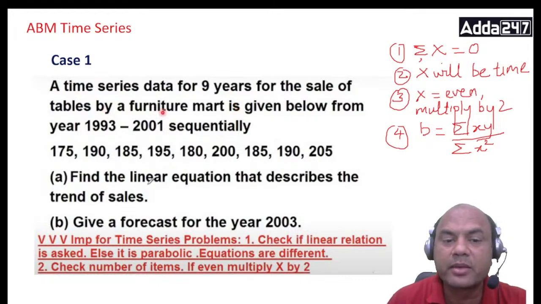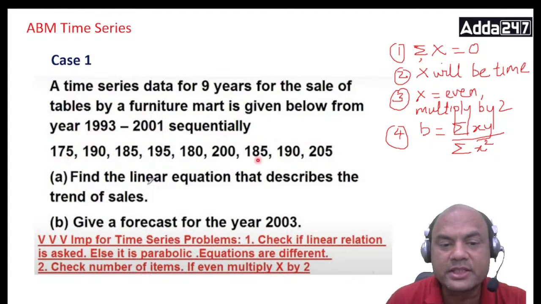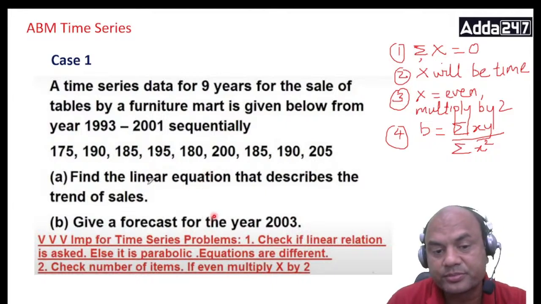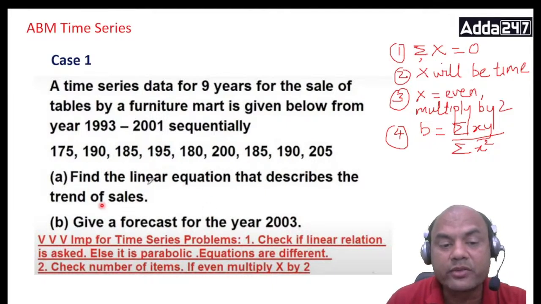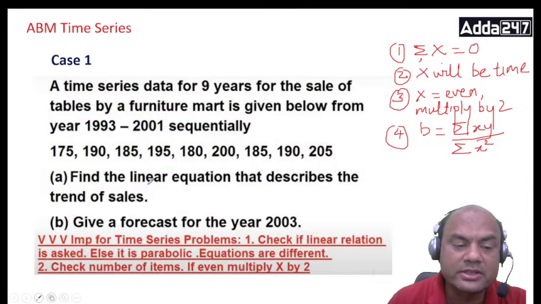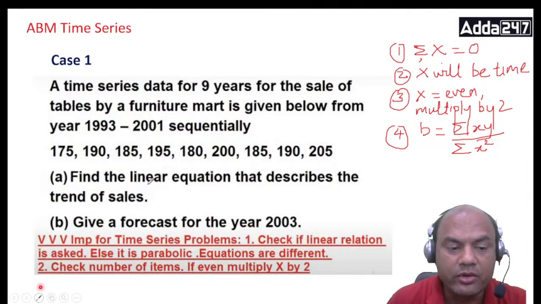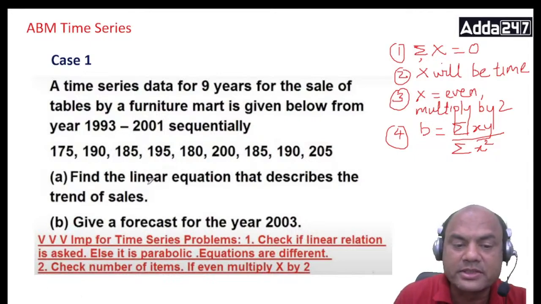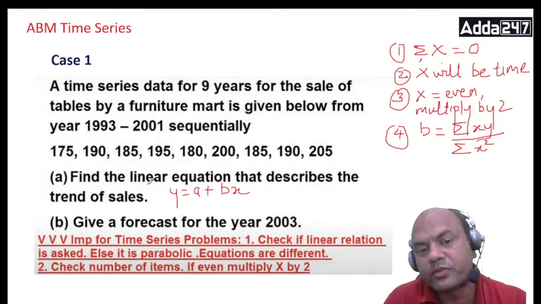The sale of tables by the furniture mart is given below from year 93 to 2001. So these are the sales. Find the linear equation that describes the trend of the sales. Find the forecast for the year 2003. So 2 questions are asked. First you have to find this equation. What do we mean by this linear equation? This linear equation means you have to find y equals a plus bx. This is the linear equation which you have to find.